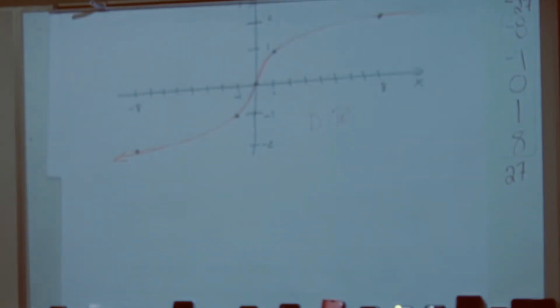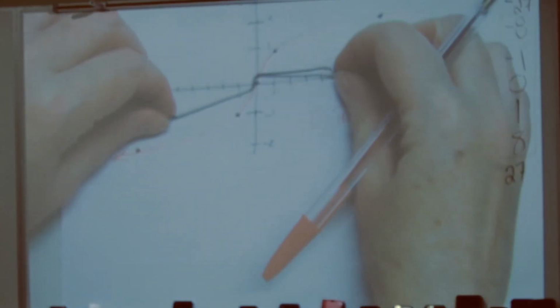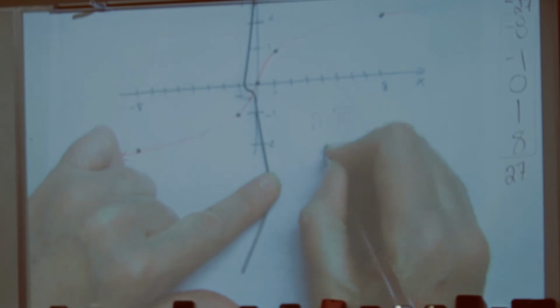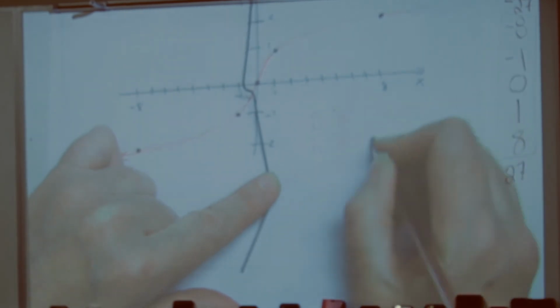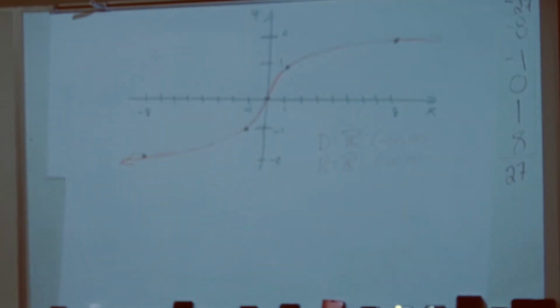And what is my range? Well, if you were to take this graph, which is really this graph here, and you were to stretch it out in the Y direction, you would get a straight line for the range. So what's my range? All real numbers. Again, you can write it as -infinity to +infinity if you want to follow the book, or you can use the other notation.